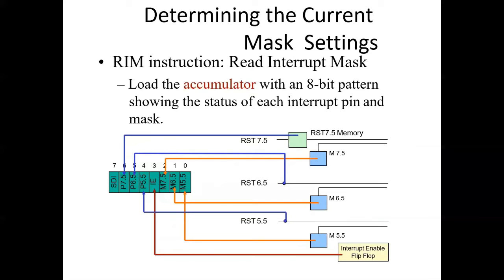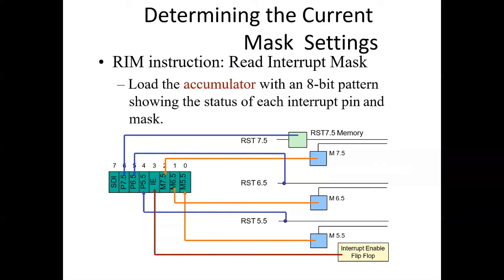Bit 1. Bit 1 is the mask RST 6.5 or M6.5 bit. If this bit is equal to 1, it means that the RST 6.5 interrupt has been masked. If M6.5 is equal to 0, the RST 6.5 interrupt is unmasked. Bit 2. Bit 2 is the mask RST 7.5 or M7.5 bit. If this bit is equal to 1, it means that the RST 7.5 interrupt has been masked. If M7.5 is equal to 0, the RST 7.5 interrupt is unmasked.